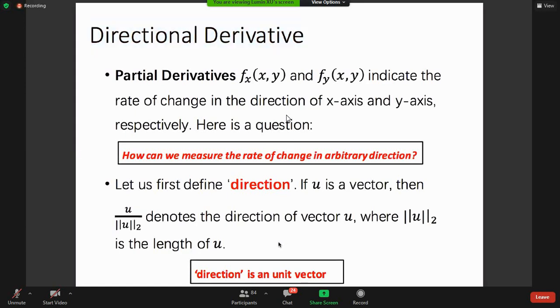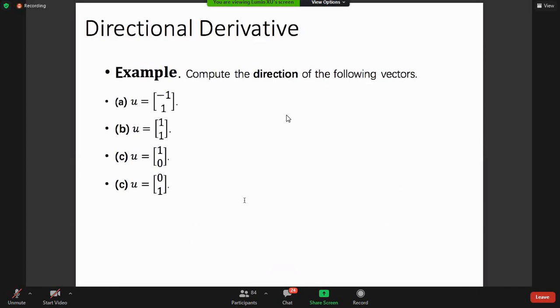So first of all, we should know what's the definition of direction. Direction should be a vector, and in fact, it's a unit vector. We should divide it by its norm, its length. Good. So first, I will give you some very easy examples to ask you to calculate the direction.